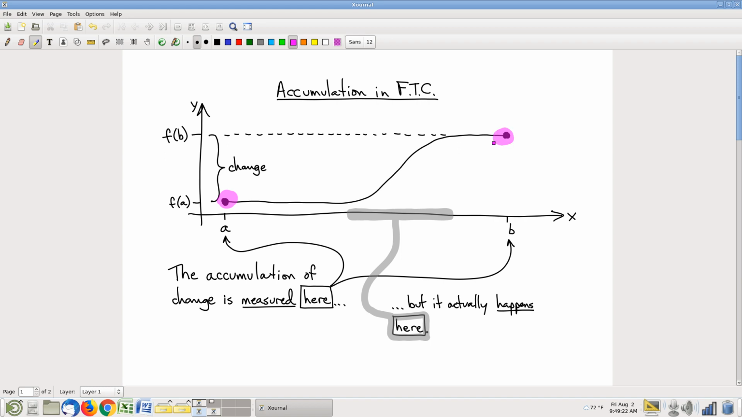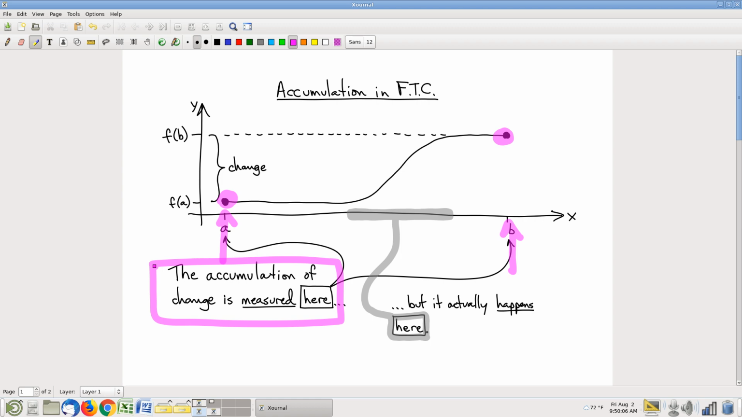Looking at the formula f of b minus f of a, the change is computed. I have to look at a to get f of a, and I have to look at b to get f of b. And so I compute the change at those two endpoints of the interval. That's where I compute it. And now I appeal to your life experience of stuff changing. Is that where stuff changes? Does stuff change at the starting and ending points of the experience? No, of course not. Stuff changes continually over the time between when you start and when you end.